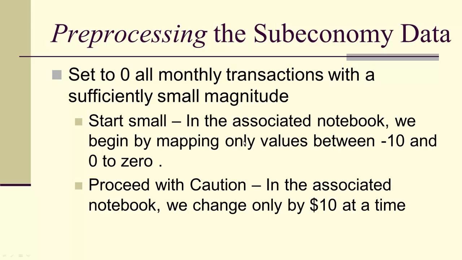So what we're going to do in pre-processing the sub-economy data is we're going to set to 0 all monthly transactions that have a sufficiently small magnitude. We're going to start small because we always want to be aware that pre-processing could corrupt the data and give us misleading predictions. So we're going to start small, and then we're going to change things only by small increments.